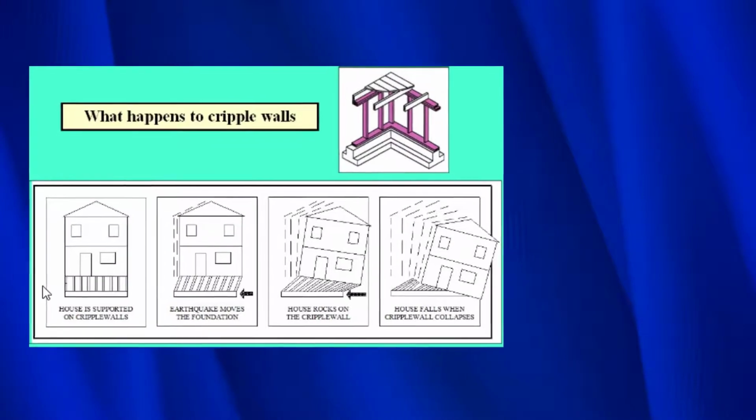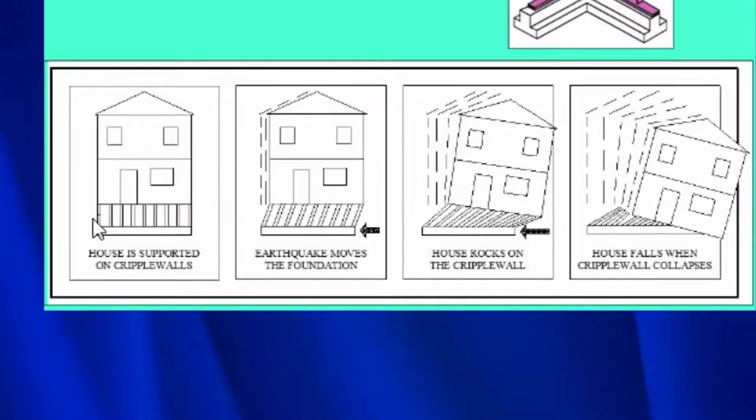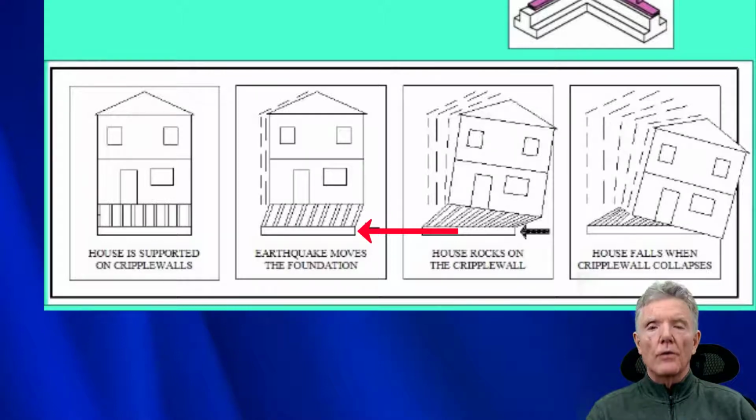Here's a good example of how cripple walls collapse. This is the cripple wall itself. This here is the foundation, and then this here is the floor that you would walk around on. Now right here you can see where the ground has moved underneath the house. And when that happens, inertia causes the cripple wall to lean. And as the earthquake continues, the inertia causes it to lean even more, and eventually you end up with complete collapse. Plywood is what prevents cripple walls from collapsing.